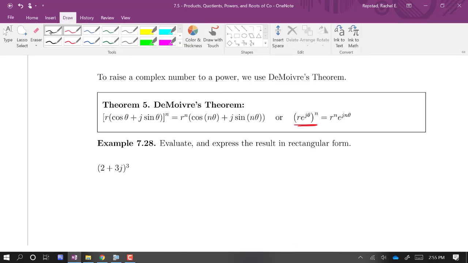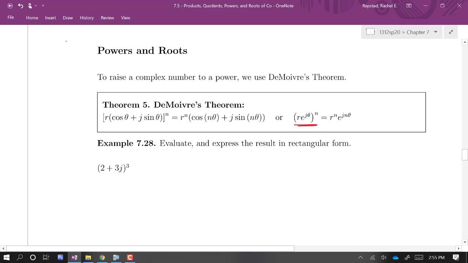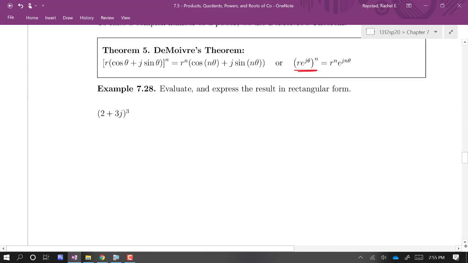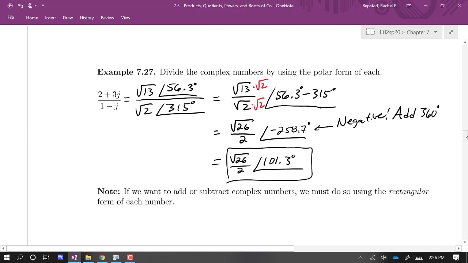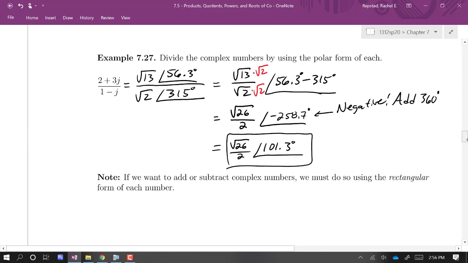So let's raise 2 plus 3j to the third power, and we're going to do that by first finding the polar form. So 2 plus 3j is in the first quadrant. And in fact, did we already? Yeah, we already found that, right? That's root 13 at an angle of 56.3 degrees.